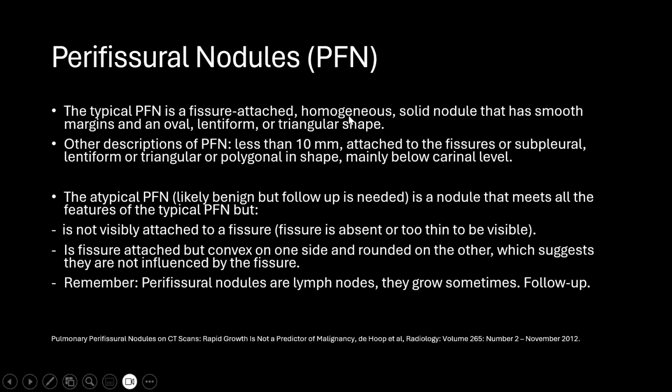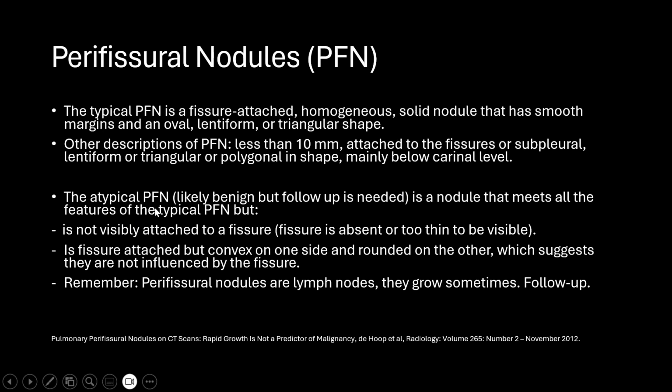The peripheral nodules are fissure-attached, homogeneous, solid nodules that have a smooth margin with an oval, lentiform, or triangular shape. Other people describe them as usually less than 10 millimeters. They could also be subpleural, and triangular, what we call polygonal, because the shape is not only triangular. They have different sides, and are mainly below the carinal level.